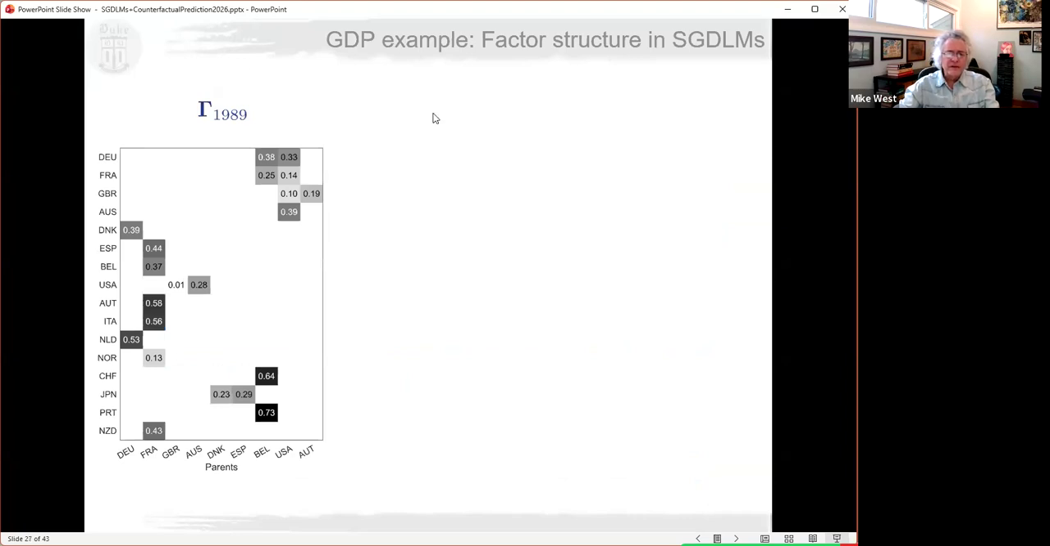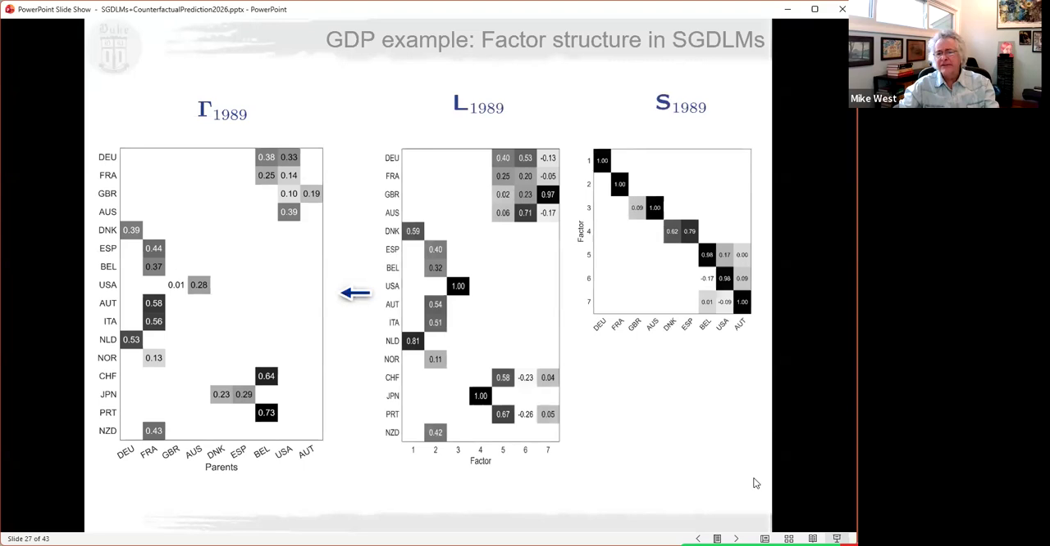So what does this look like? Here's a picture like the one I showed you earlier, where the response series are on the vertical axis and their parents are on the horizontal axis. This is the reduced version of gamma, deleting the zero columns. And so the L and S look like this in this case. The reduced dimension takes us to 7 factors. And you'll see in the S matrix, the first column is Germany. So the first factor is a cleaned-up version of Germany. Germany is its local regression and trend plus noise plus the first factor.